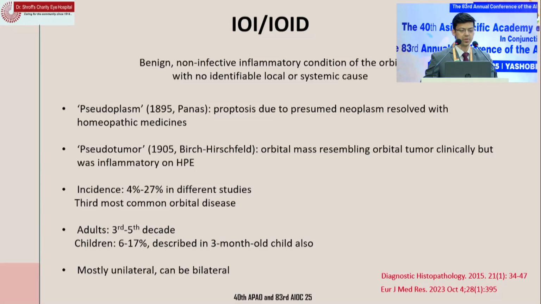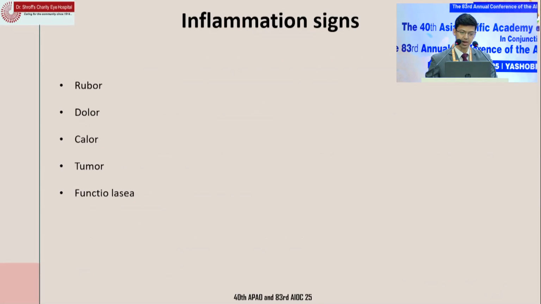Idiopathic orbital inflammation is a benign, non-infective, inflammatory condition of the orbit which does not have any local or systemic cause identifiable. It was previously known as pseudotumor, and it is the third most common orbital disease. So, anyone dealing with the orbit, and even the pathologist, must be aware of this entity. The prevalence is most common in the third to fifth decade. The disease is mostly unilateral but can also be bilateral.